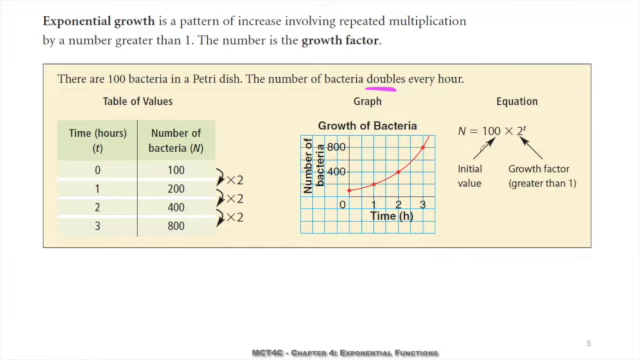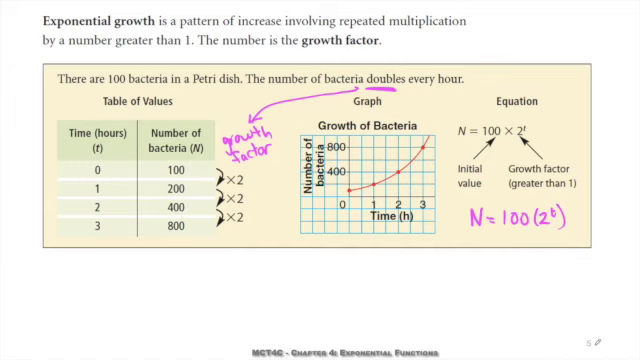Or to represent it as an equation, you would take N, because that's your number of bacteria, equal to 100, which is your initial value, times 2, because that's your growth factor. You found your growth factor of 2 from that doubling scenario. Then you put the exponent t. Another way you can write that is in brackets, so you can also have it like that. Up to you.